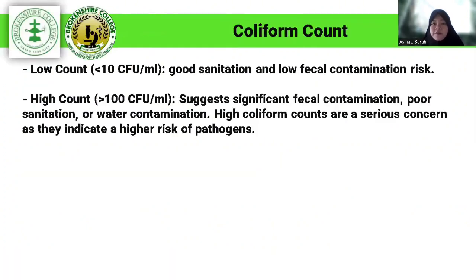Next is the coliform count. If there's a low count, that is less than 10,000 colony forming units per ml, it means good sanitation and low fecal contamination.